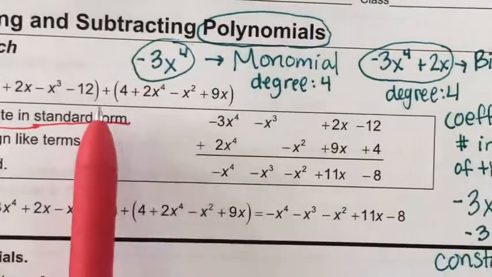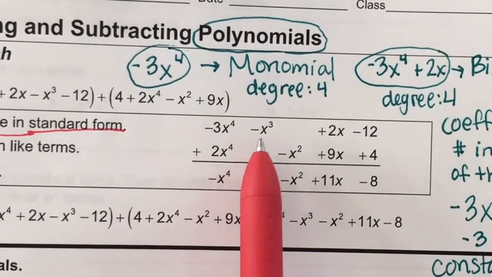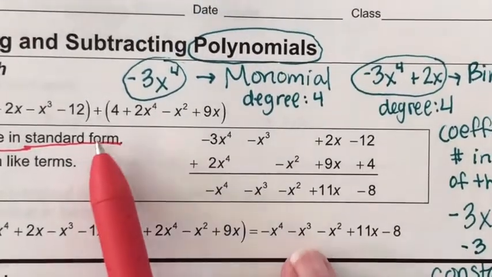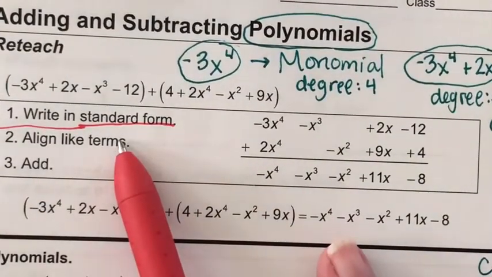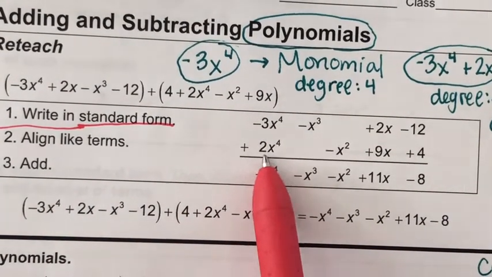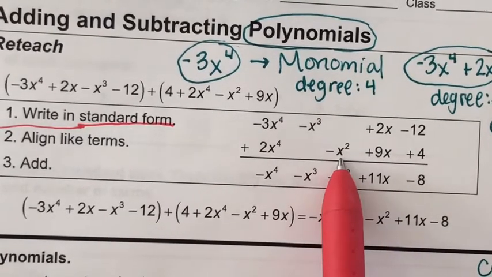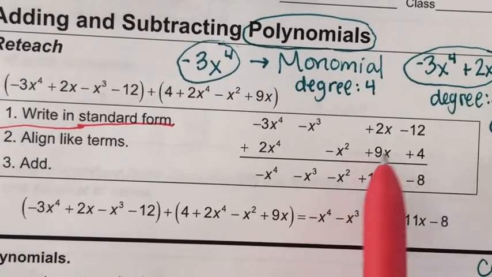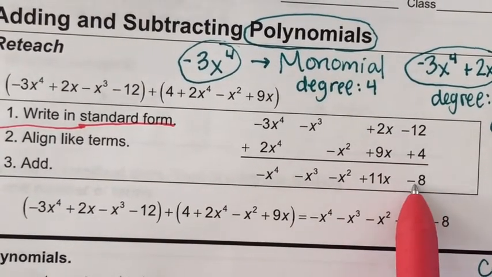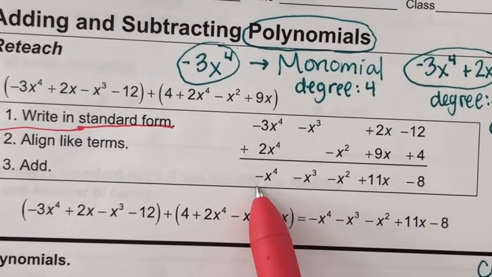Same thing with this one, but then you have to line them up. So there's only an x to the fourth here. There are no x to the thirds in the second one, so it's blank. So we write them in standard form, align the terms. If there's nothing there, leave it blank, and then add. So here we have the x to the fourth, no other x to the third, so that can come straight down. The first one doesn't have an x squared, so it just comes straight down. They both have x's, so we add them. They both have constants, so we add them. So negative 3 plus 2 is negative 1.